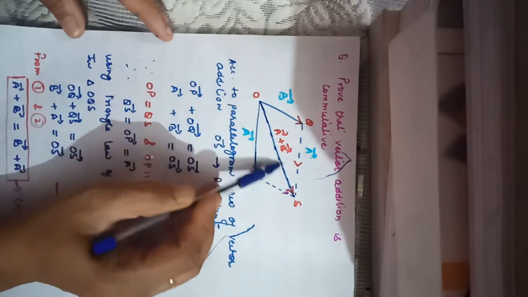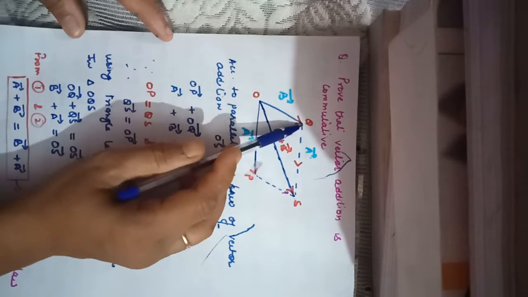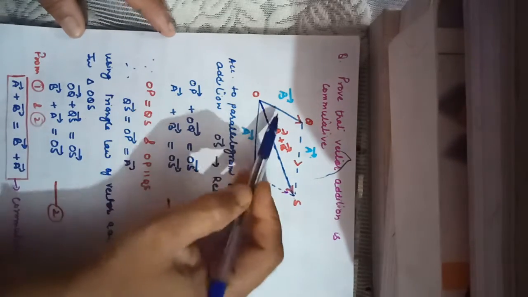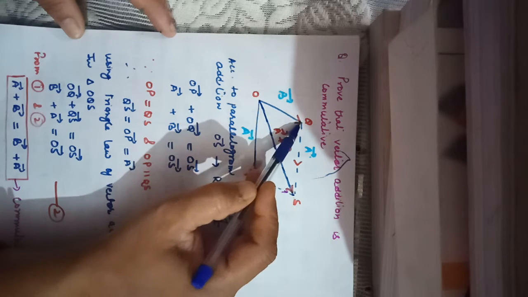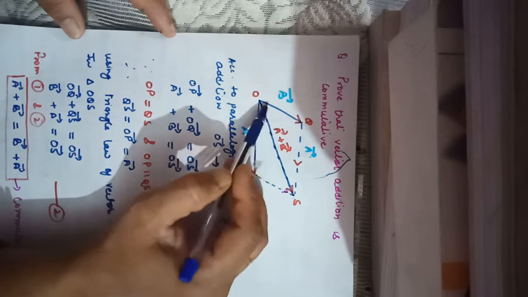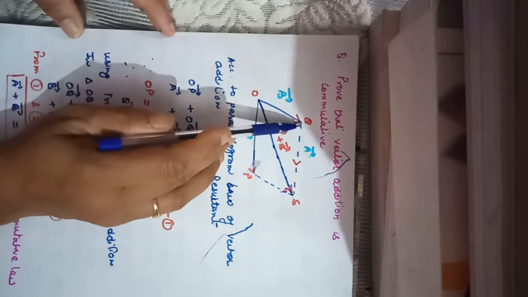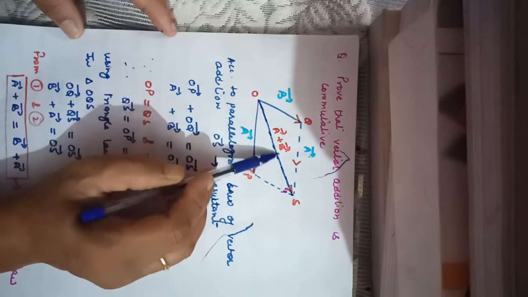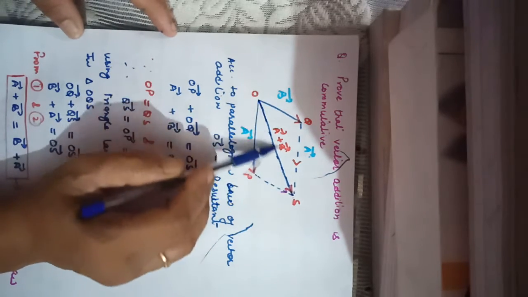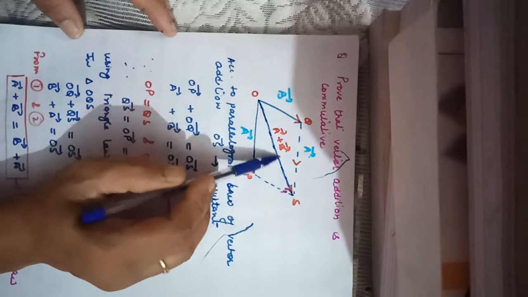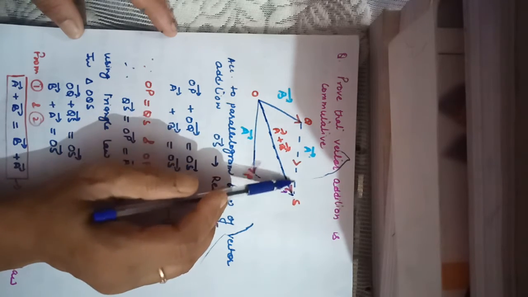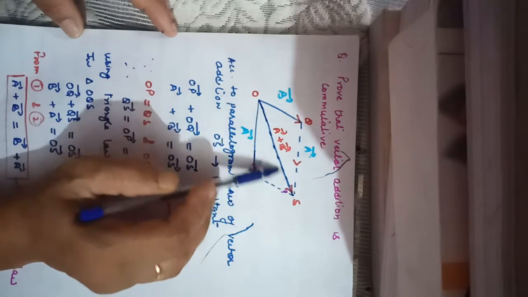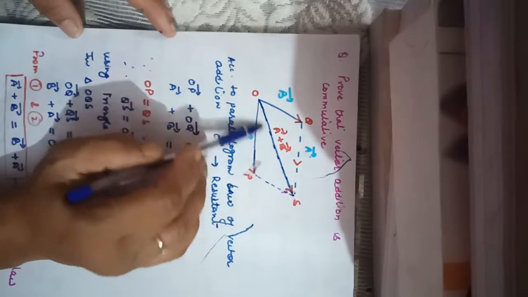Now I am going to take this triangle OQS. You are observing that this is OQ vector, and from the head of the OQ vector I have joined the tail of the QS vector, and now the third vector is the resultant vector, which is the diagonal. So the head of the OS vector meets at the head of the QS vector here. So this is the triangle law of vector addition.